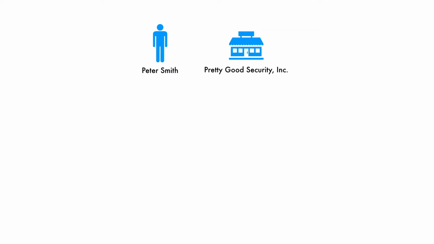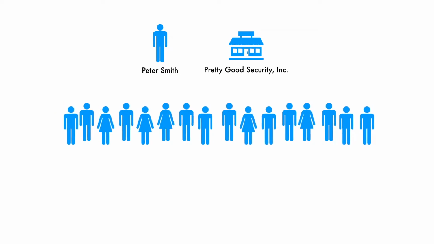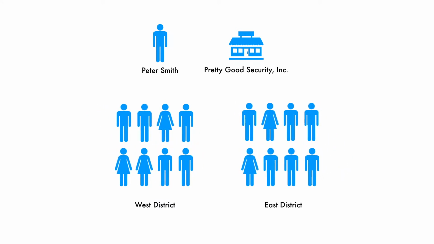Before setting up your organization in GroupTalk, it is a good idea to take a step back and think about how to organize things. Let's work with a fictional example. Peter Smith runs a pretty good security company. He has 17 employees. His guards work in 2 independent teams in 2 different regions of town.